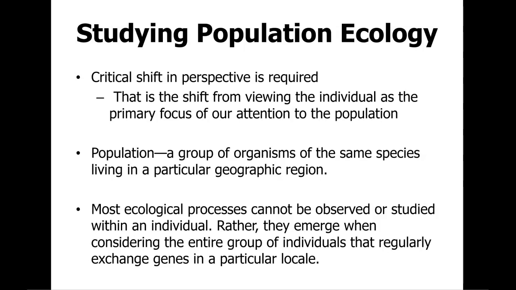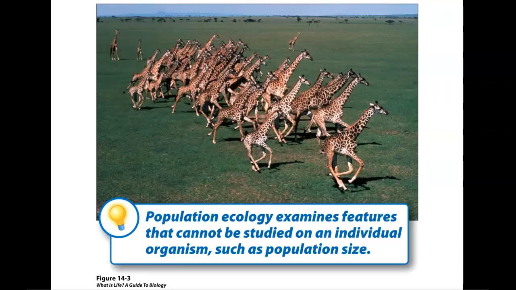And so we have a critical shift in the perspective that's going to be required for studying populations. That is, a shift from viewing the individual as the primary focus of our attention to the population. Most ecological processes cannot be observed or studied within an individual. Rather, they emerge when considering the entire group of individuals and how they exchange genes and how they interact with each other within that particular place. So here we have population ecology. We're going to examine the features that cannot be studied on the individual level. Instead, we need to look at the entire group that works together.